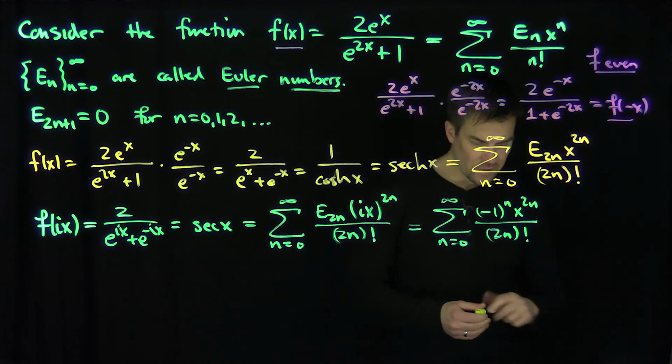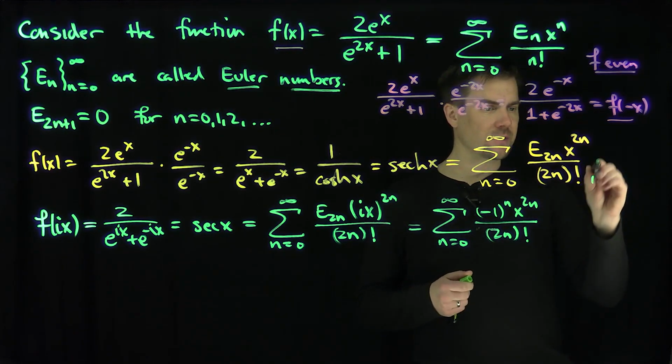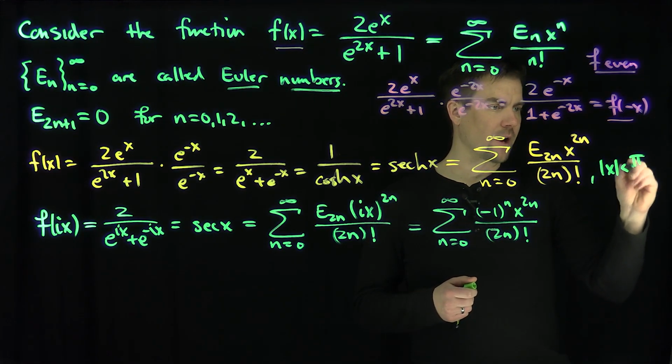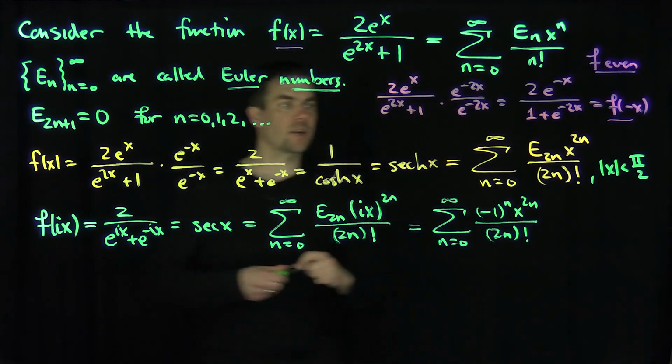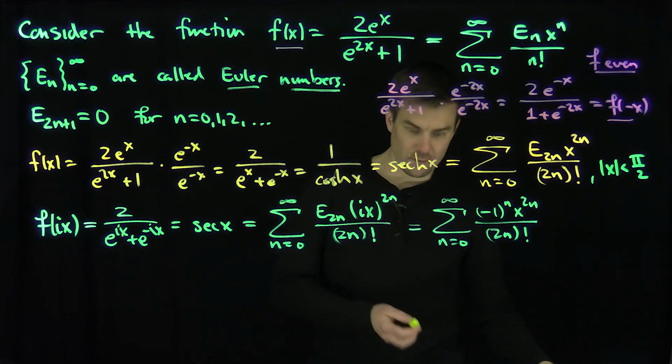And we'll later on see, using some complex variables techniques, that this series is valid if |x| is less than pi over 2, right? That's when we have some potential singularities, okay? So that's the region of convergence.